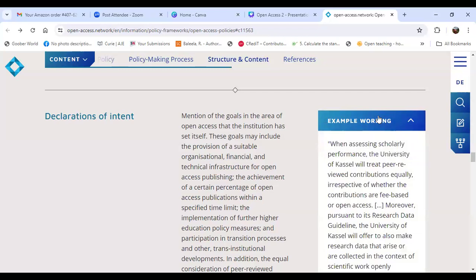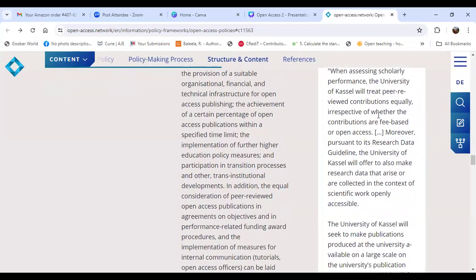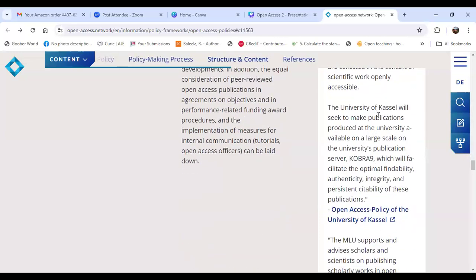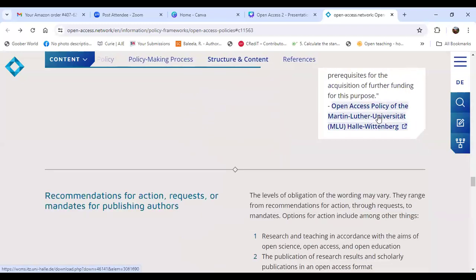And the wording can be something around this, like: when assessing scholarly performance, the University of Kassel will treat peer review contributions equally, irrespective of whether the contributions are fee-based or open access. Here, this university has made both types of publishing equal. And you go further on, adding details about it. Here are different examples from different universities that you can use.